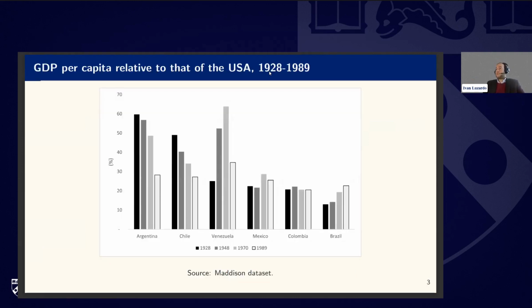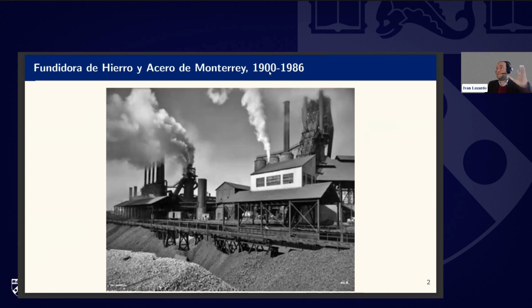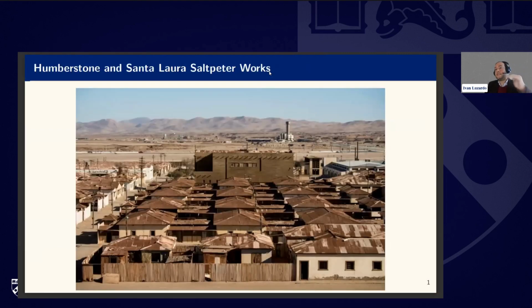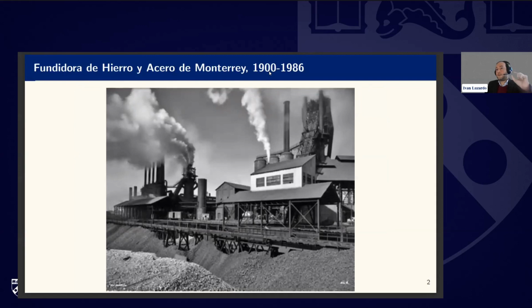In addition to this picture, another important characteristic of the import substitution industrialization era is not just the structural change, not just the decline of commodities, primary goods, and the rise of the industrial sector.